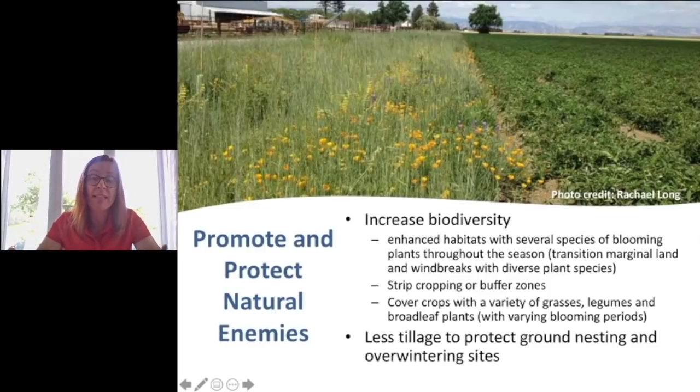They want biodiversity and several species mixed together and blooming at different times, because some of these natural enemies need nectar and pollen to feed too. So I think any initiatives that do buffer zones or change marginal land over, or even have strip cropping that bring the natural enemies close to the crop is a great thing. And also less tillage. Some of these overwinter or rest in and on the soil, and they need undisturbed ground.